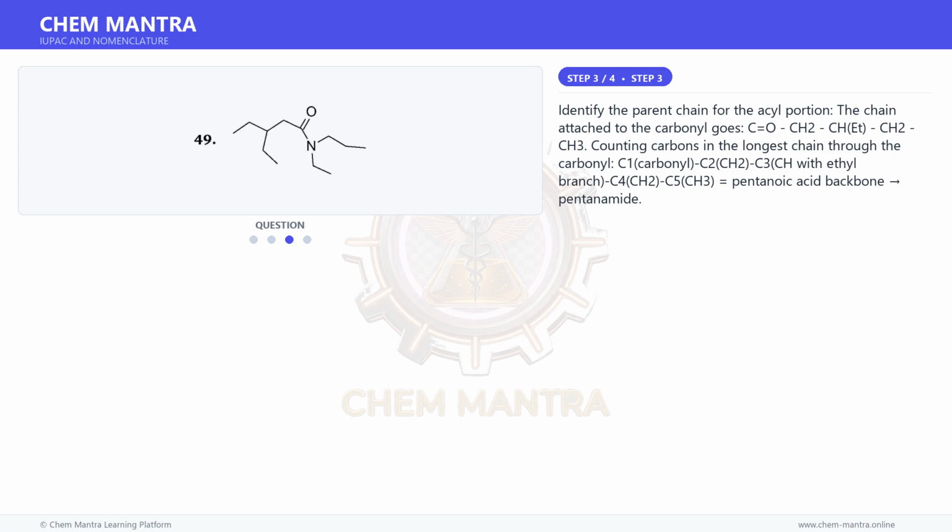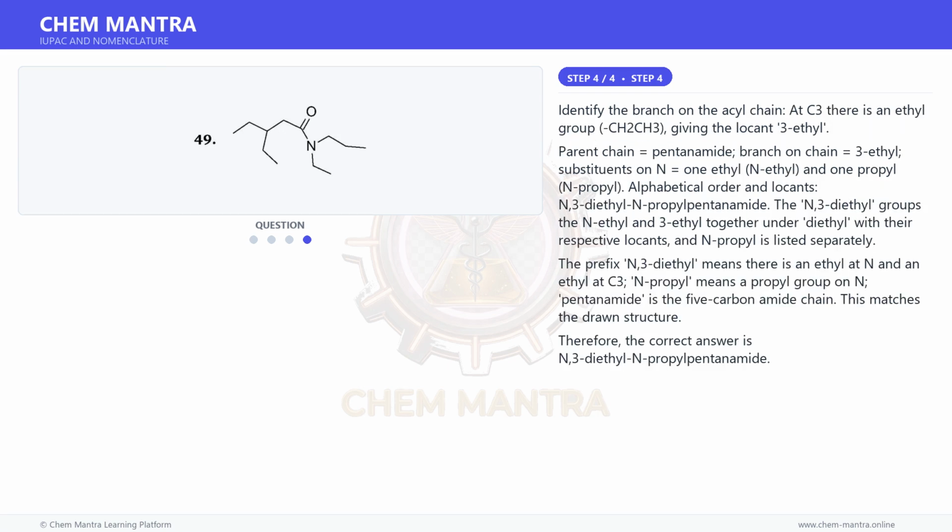The chain attached to the carbonyl goes C=O, CH2, CH, CH2, CH3. Counting carbons in the longest chain through the carbonyl: C1 carbonyl, C2 CH2, C3 CH with ethyl branch, C4 CH2, C5 CH3, which is the pentanoic acid backbone, pentanamide. And for the final step, identify the branch on the acyl chain. At C3 there is an ethyl group, CH2CH3, giving the locant 3-ethyl.